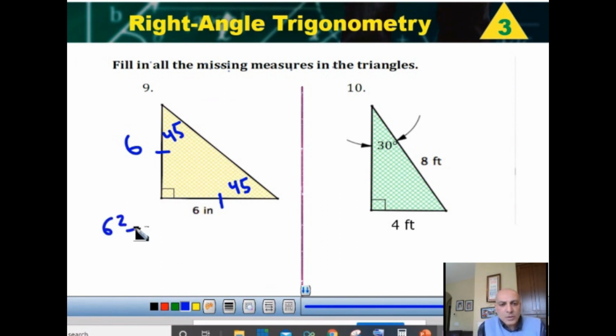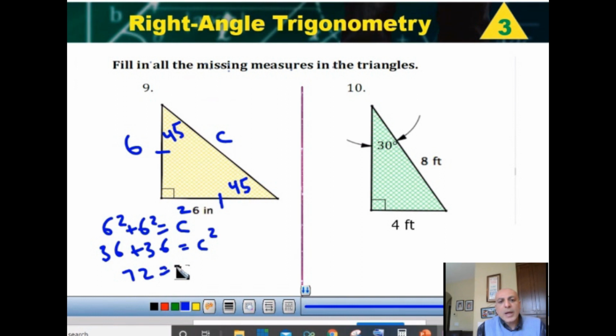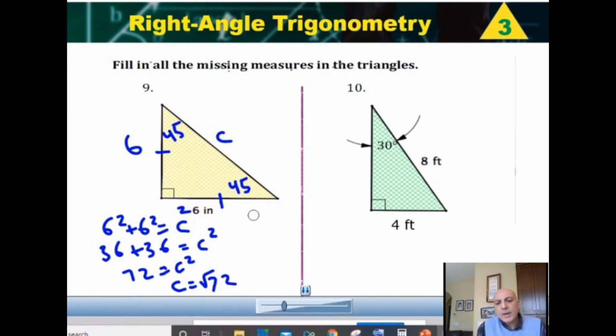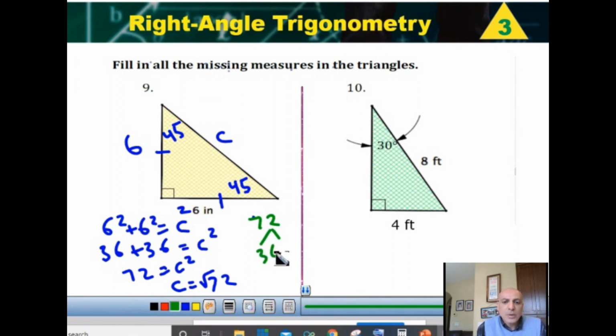Let's just name it C. The name doesn't actually matter, but squared. 36 plus 36 equals C squared. And 36 and 36 is going to be 72 equals C squared. C by itself is going to be the square root of 72. And I break down 72. Let me use a different color for that. I break out 72 as, let's branch it out in a tree, see what's under it. I've got 36 times 2.